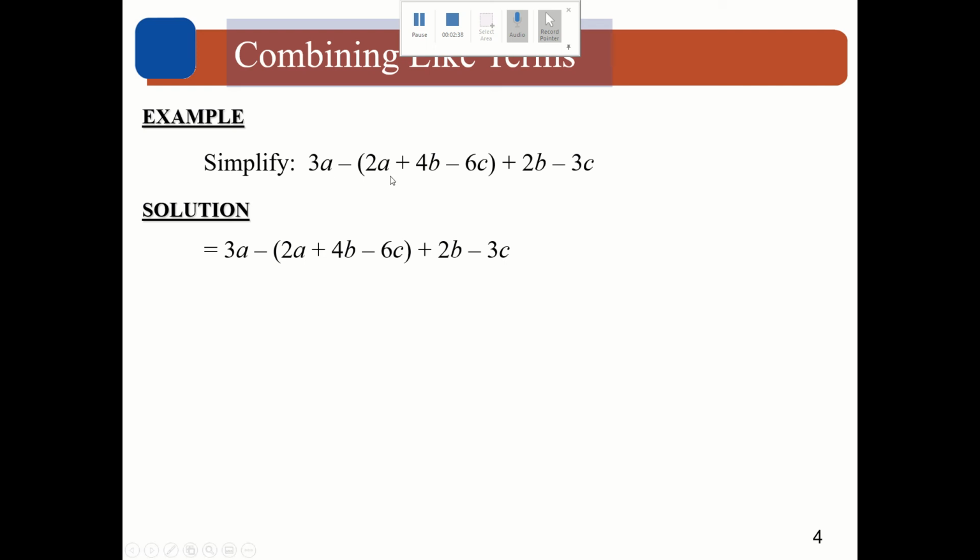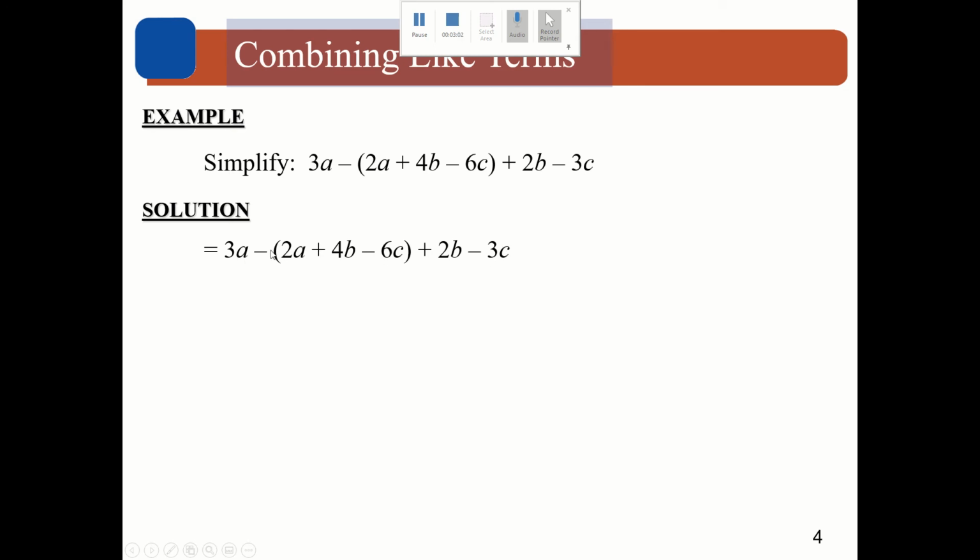Remember, when we have a problem like this, we want to go through PEMDAS. So the first thing I want to look at is this parentheses. Is there anything inside this parentheses that I can get done first? Well, I have a 2a plus a 4b minus a 6c. A, B, and C are not like terms, so I cannot combine them. So my eyes move up. I don't see any exponents, so I move on to multiplication or division.